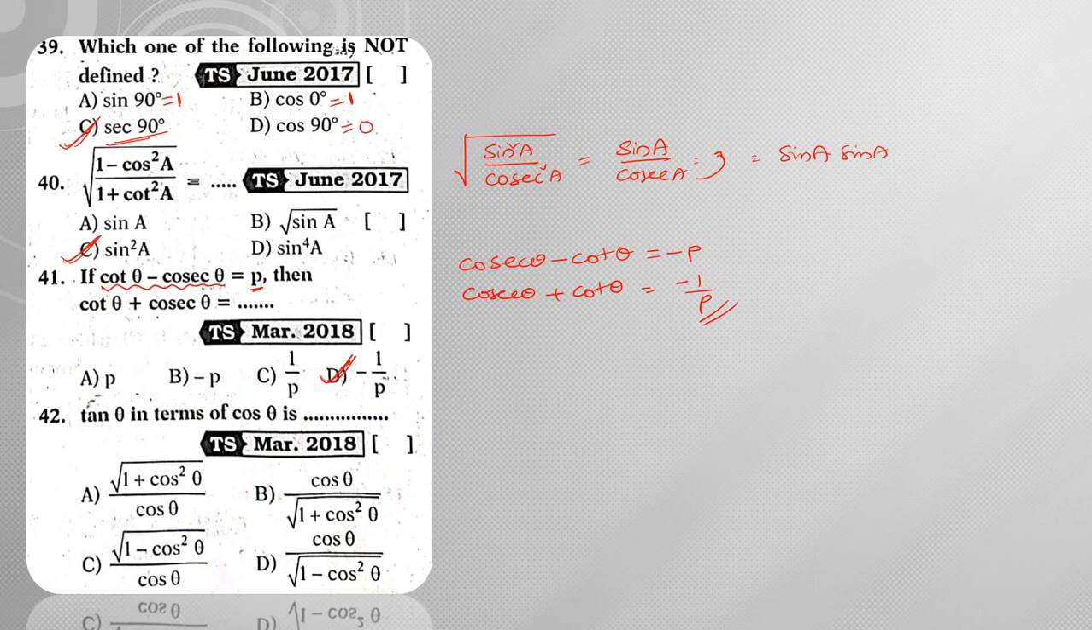Next, tan theta in terms of cos theta. So the same type of question. So tan theta I can write as sin theta by cos theta, since I need it in terms of cos. So sin theta I can write as square root of 1 minus cos square theta, divided by cos theta. Hence the answer is option C.